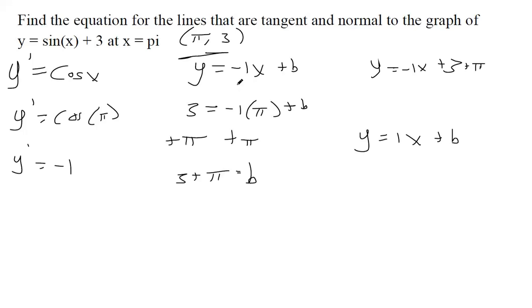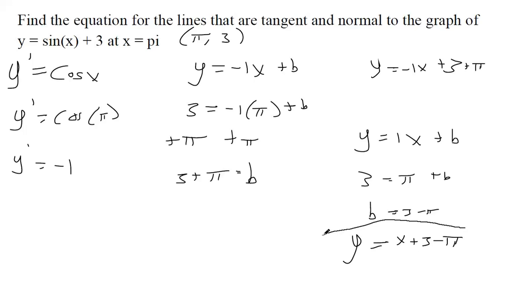But we got to do the same thing. We got to find the corresponding y-intercept. So plug in 3 for y, pi for x, and if you solve that equation, you're going to get b equals 3 minus pi. So the normal line is y equals x plus 3 minus pi, like that. Okay, because 1 was our slope because it's the normal line, and 3 minus pi is what we got when we plugged in our point.